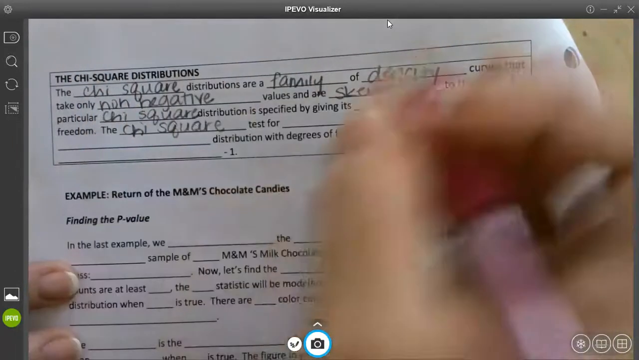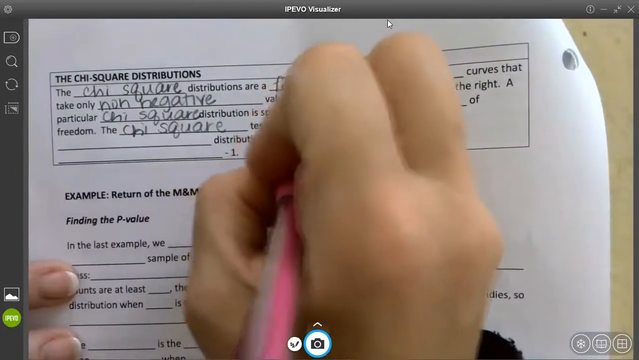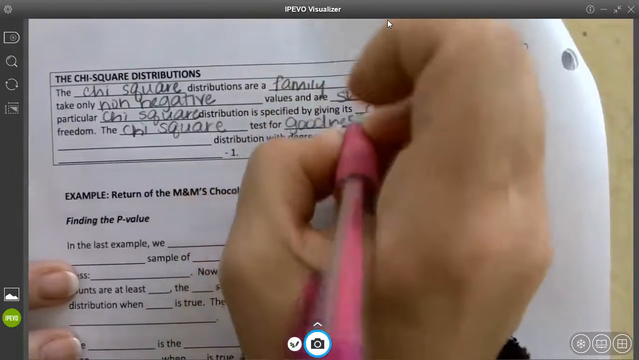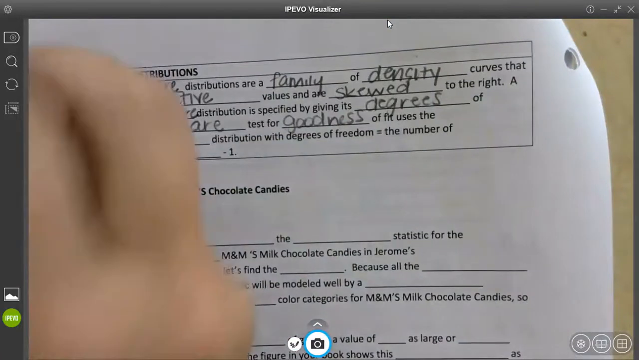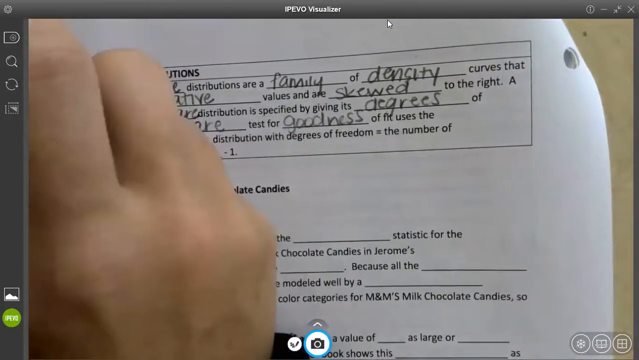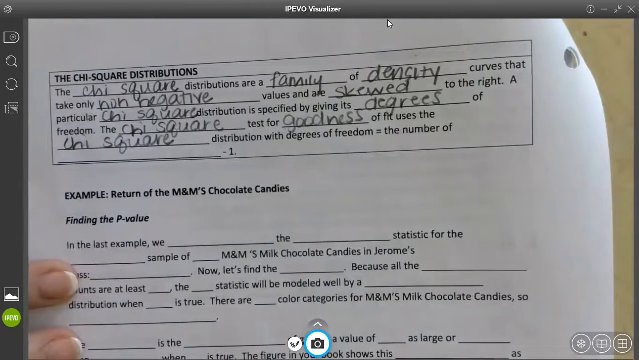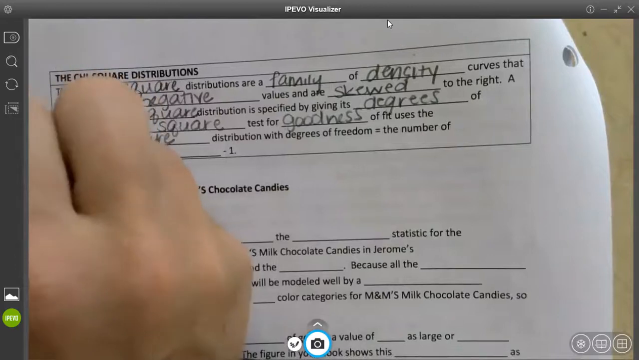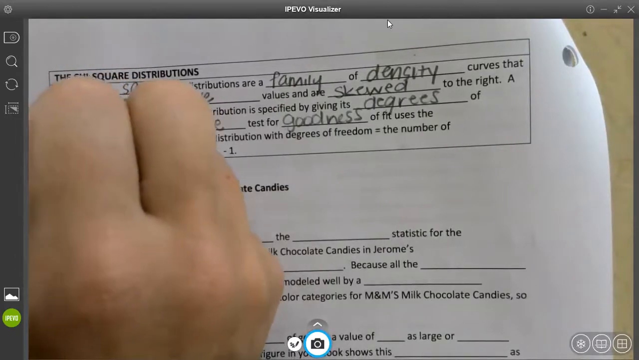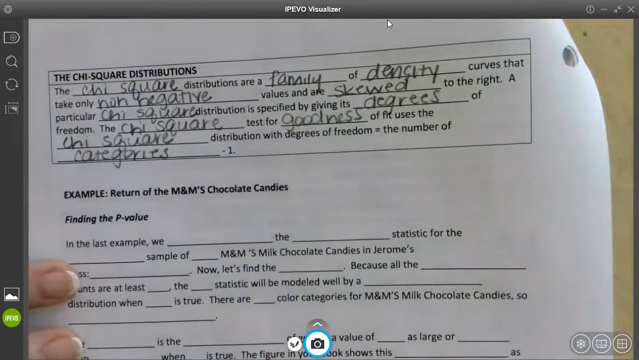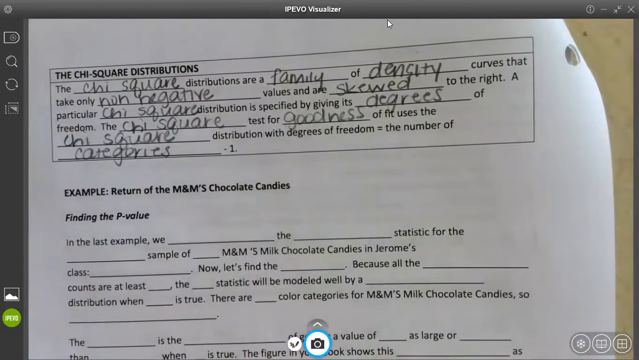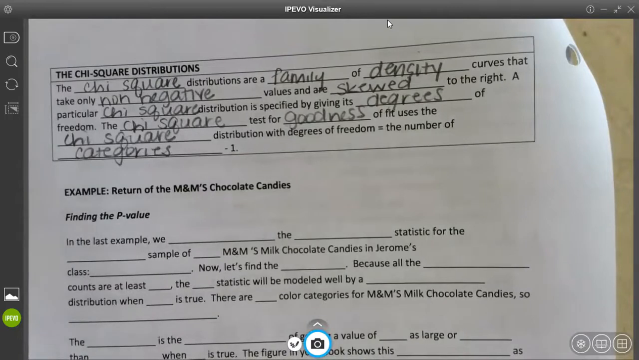The chi-square test for goodness of fit uses the chi-square distribution with degrees of freedom equal to the number of categories minus 1. The number of categories minus 1.